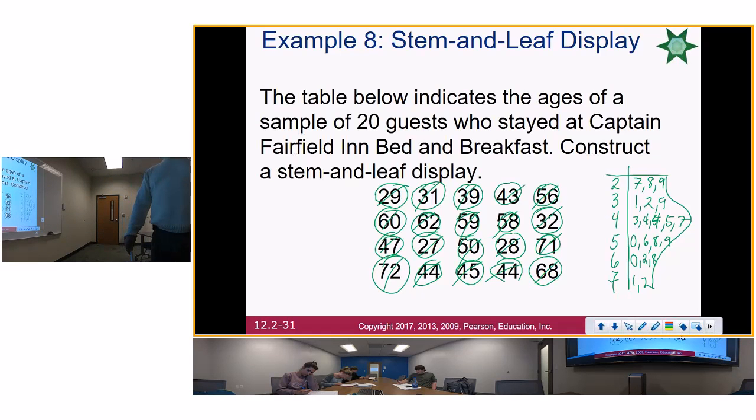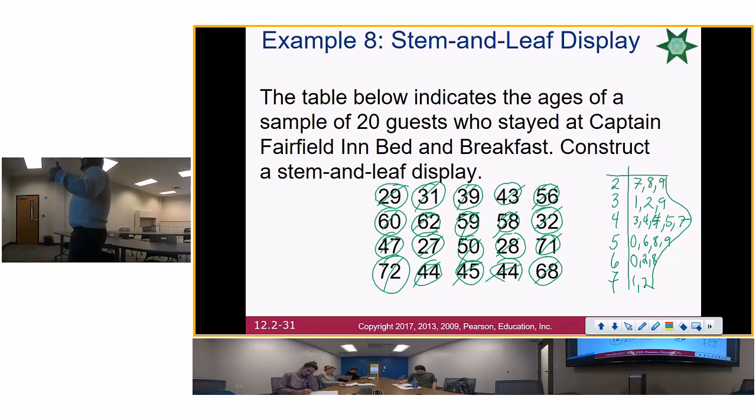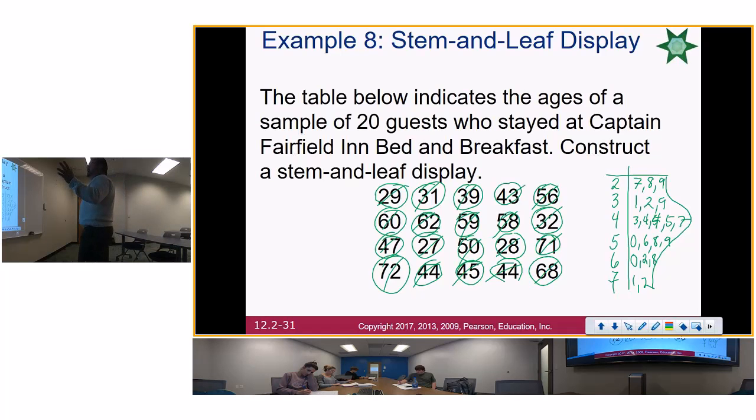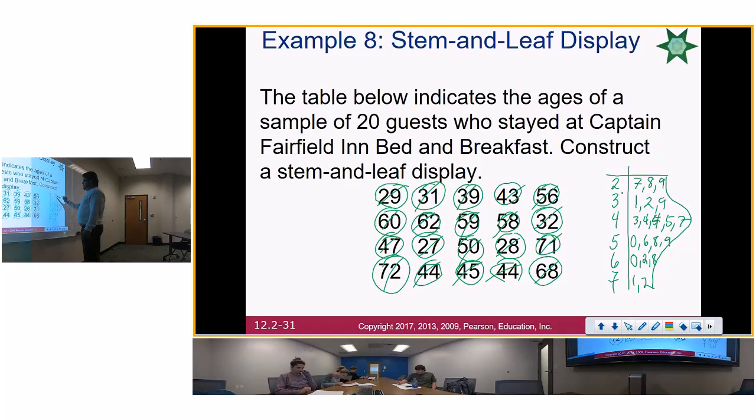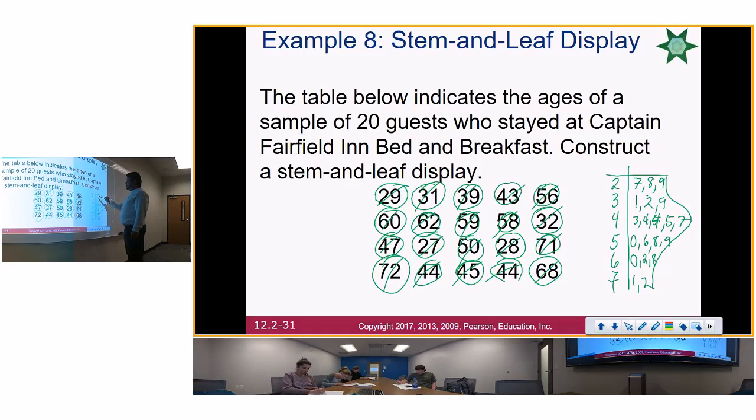Now, what's the difference between a stem and leaf and a stem dot, or whatever they call it, dot leaf? I don't know what they call it. Instead of having 3 numbers here, I would have what? 3 dots. And then I'd have 3 dots here. And then I'd have how many here? 5 dots. So you need to make that distinction.